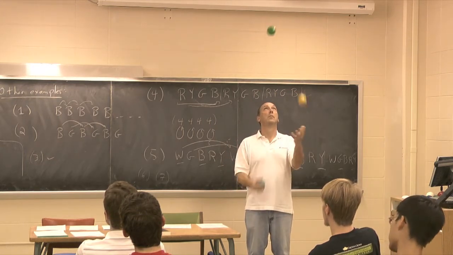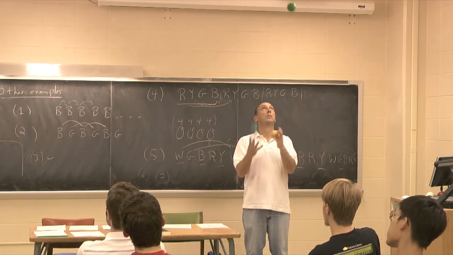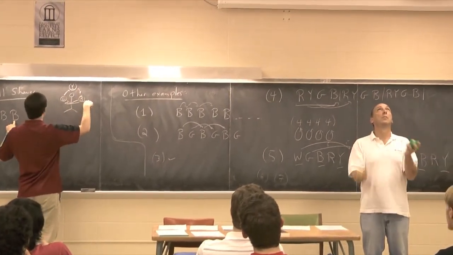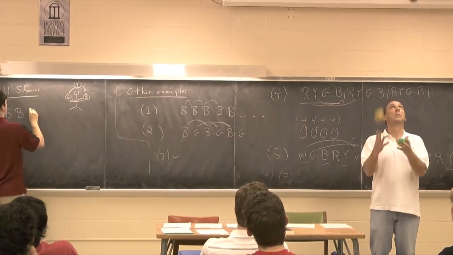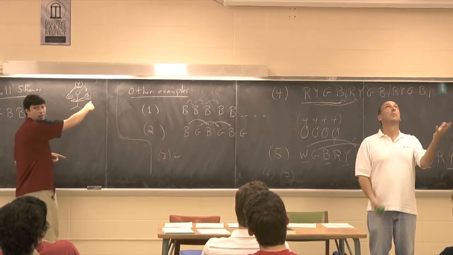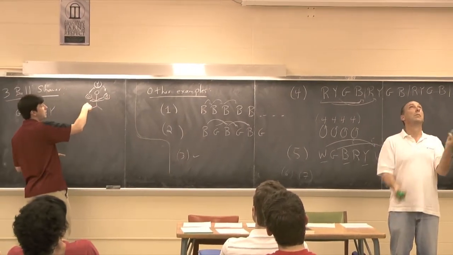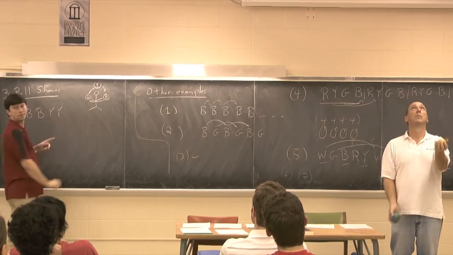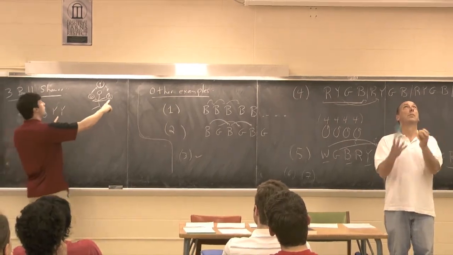Now he has to throw with this hand. And what's he have in that hand? He has the blue, so he better throw the blue again. But while that happens, the yellow is coming down and lands in this hand. So this hand is free, and the yellow gets thrown over there. And then in this hand, what does he have? He has a yellow, so he throws the yellow.